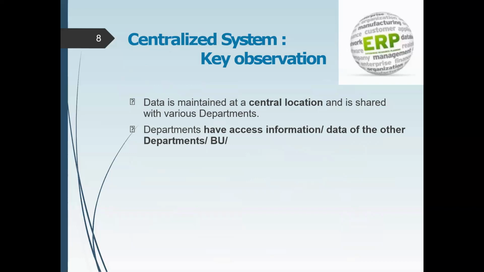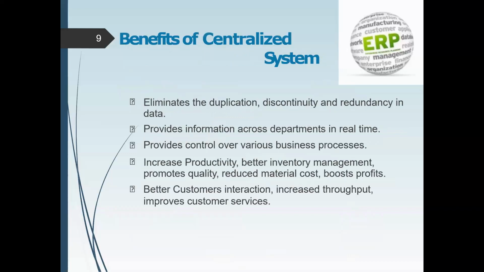Centralized systems keep data maintained at a central location and shared with the various departments. Departments have access to the information and data of other departments and business units. So all the departments are integrated and information is gathered in the same place. It eliminates duplication, discontinuity and redundancy in data. Of course, it will save time, provide information across the departments in real time, provide control over various business processes and decision making, increase productivity, improve inventory management, promote quality, reduce material costs and boost profit, and give better customer interaction, satisfaction and increased throughput. It improves the processes and services provided to the customer.